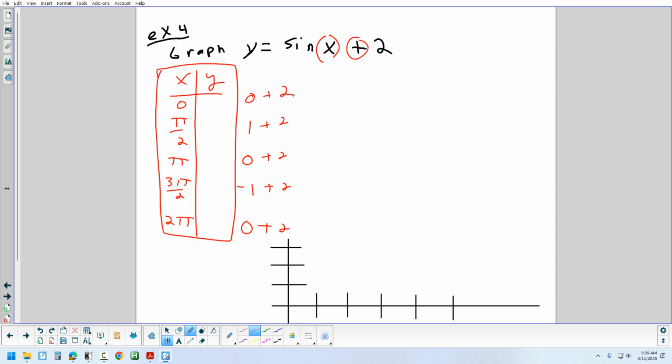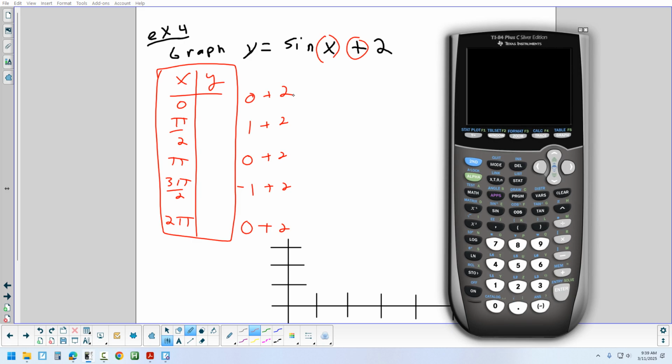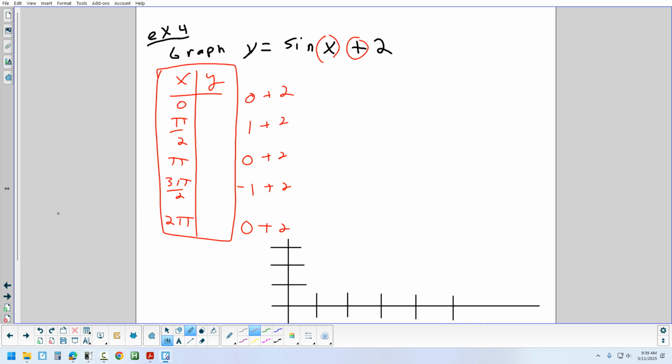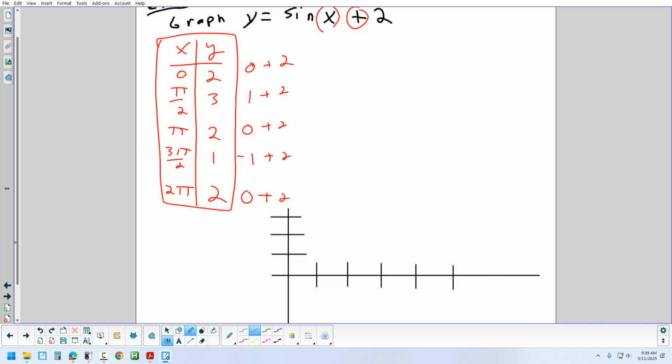In fact, I think that's the one I already did a graph of for you. Oh, no, I might have shifted up 3. 1, 2. No, that was 2. That actually is that one. Okay, so what are my new y values? 2, 3, 2, 1, 2. Yep, 2, 3, 2, 1, 2. Okay, any questions on the table?